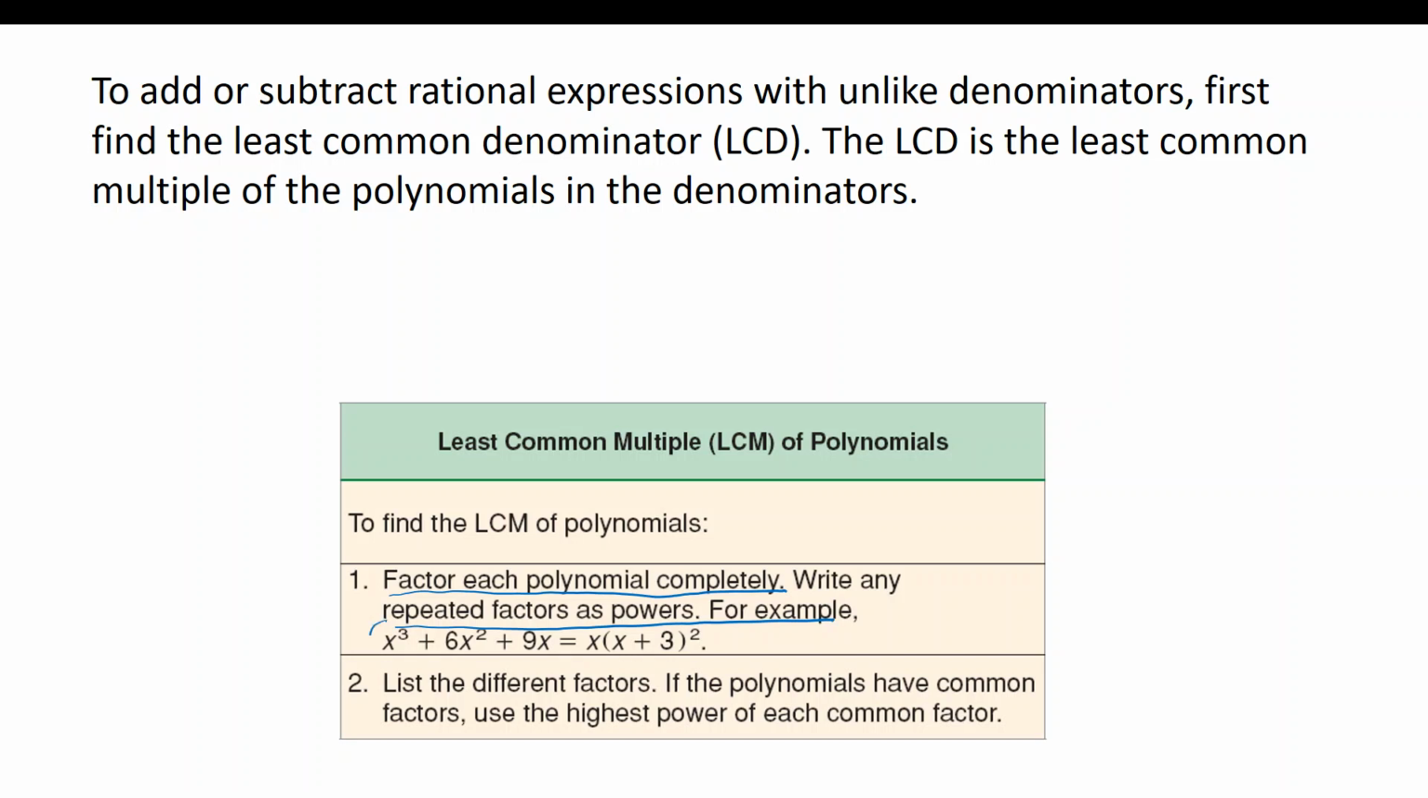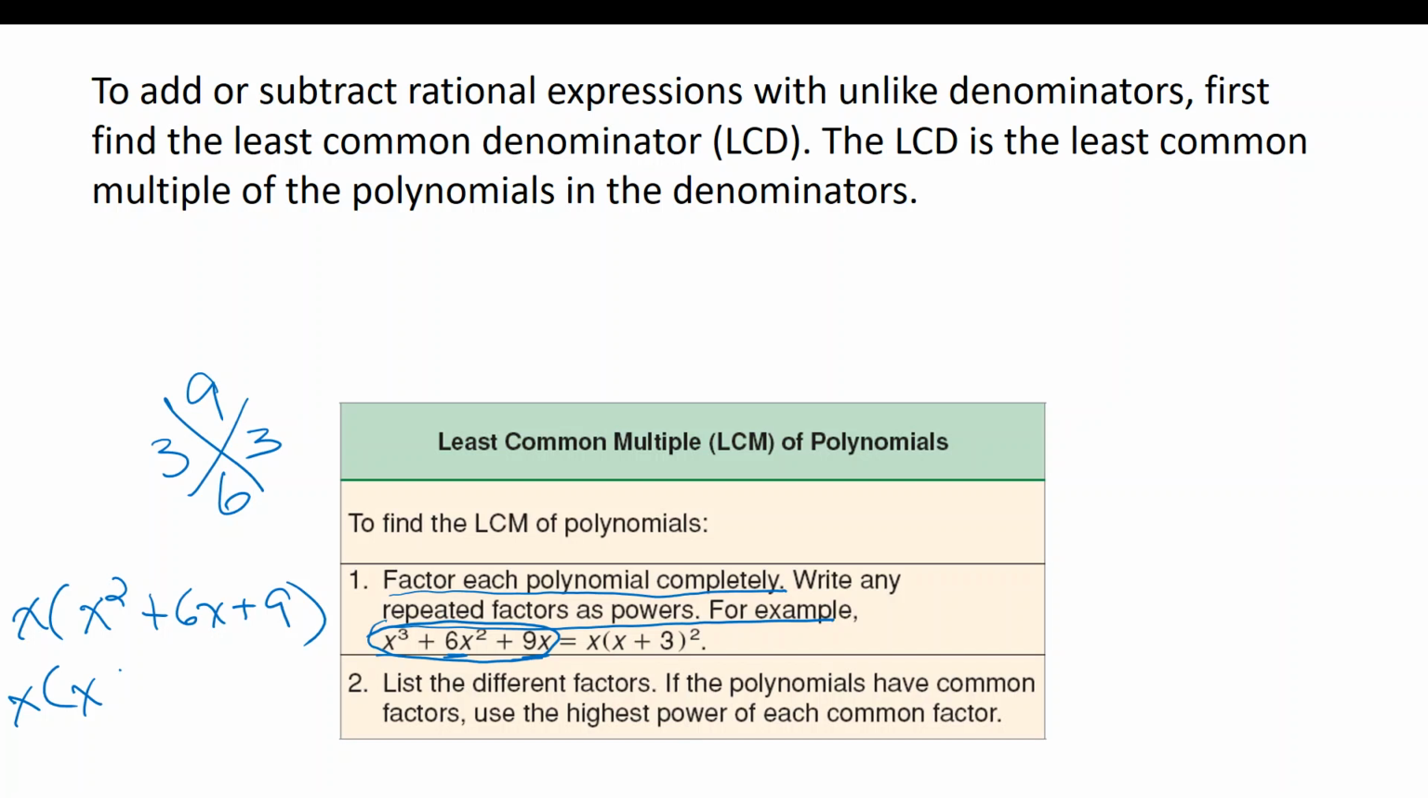So for example, let's look at this expression here, x to the third plus 6x squared plus 9x. Okay, I can see that there's a common x in all of those. So I'm going to go ahead and pull the x out. And then I end up with x squared plus 6x plus 9. Now I have to factor that. So remember, two numbers that multiply together to get 9 and add together to get 6 are 3 and 3. So this is going to be x times x plus 3, x plus 3. All right, and it can be written as x times x plus 3 squared.